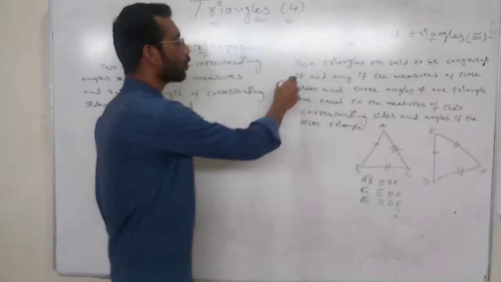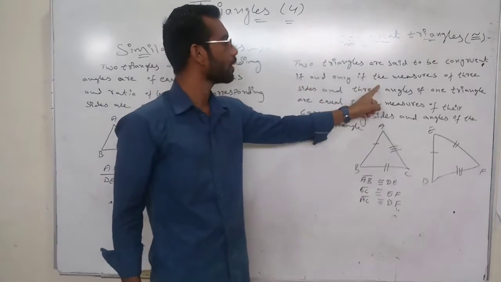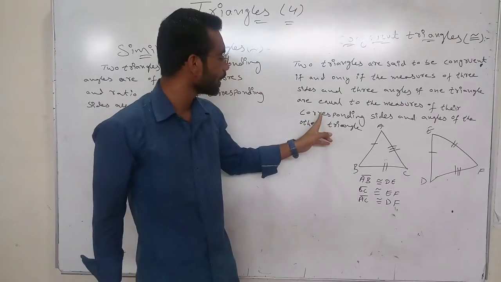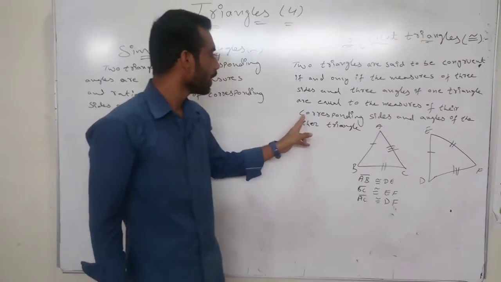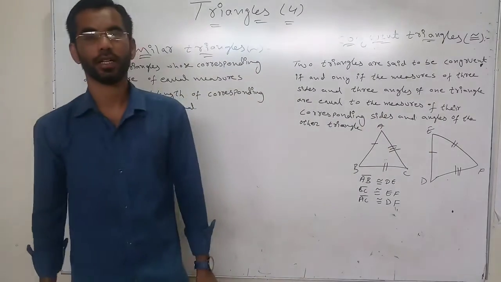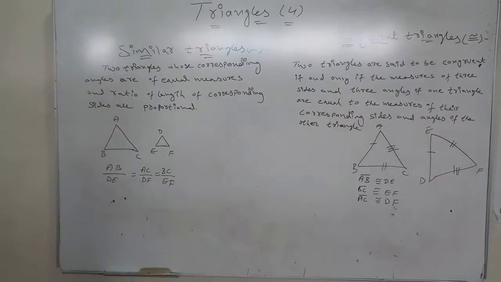Congruent triangles: two triangles are said to be congruent if and only if the measure of the three sides and three angles of the triangle are equal to the measure of their corresponding sides and angles of the other triangle. This is the definition for this one.